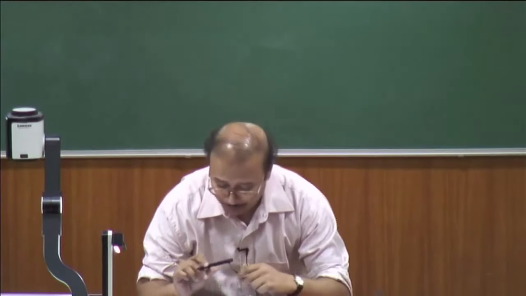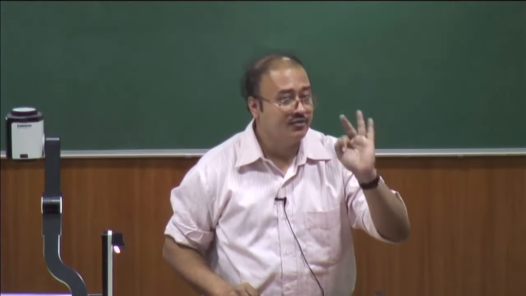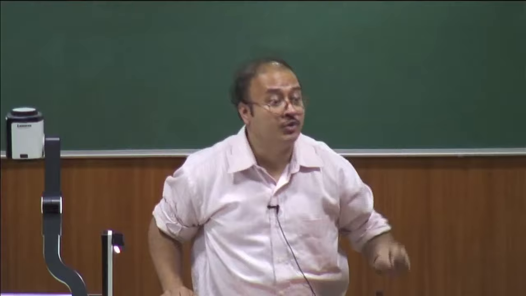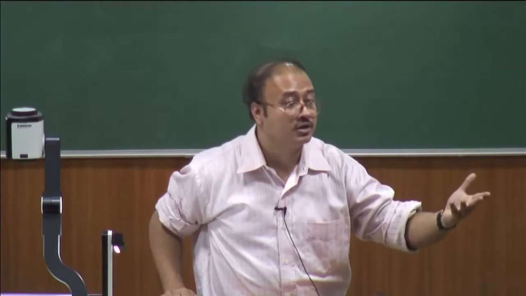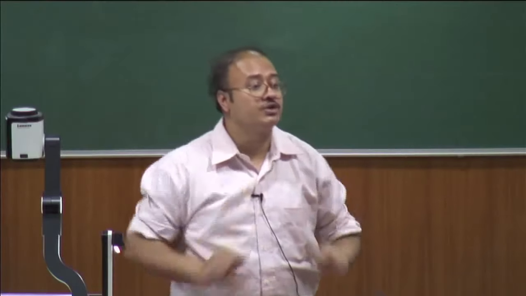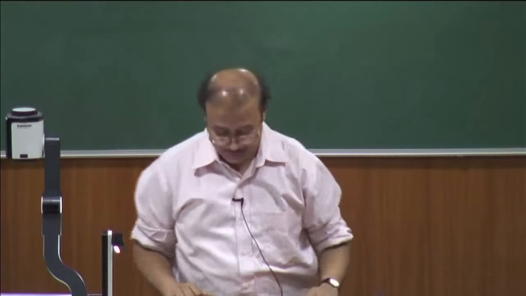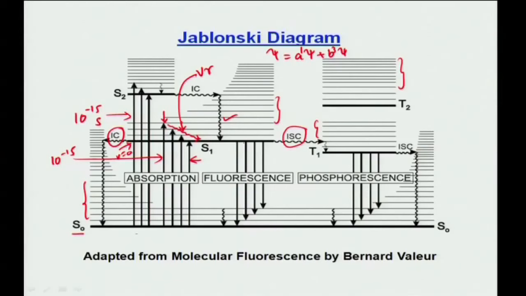Now, two things, whatever we have talked about, ISC, IC, VR, right, these are all non-radiative processes. That means they do not come with emission of photons, right. So, what are the two radiative processes that are left for us? One is fluorescence, the other one is phosphorescence. So, fluorescence obviously is from S1 to S0 almost always, only there are a few cases where you can have fluorescence from S2 to S0, there are very few cases. Okay.